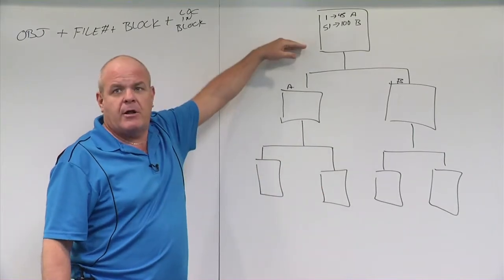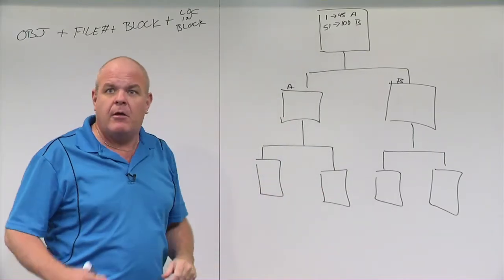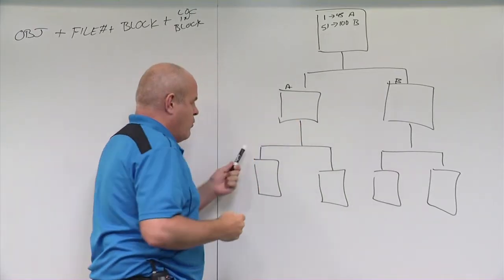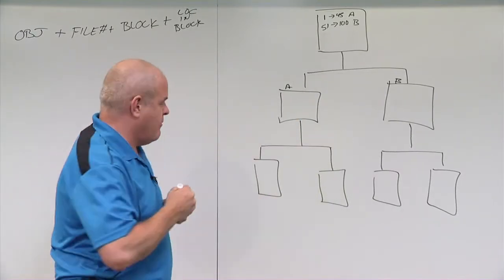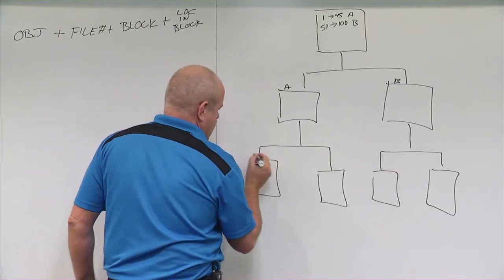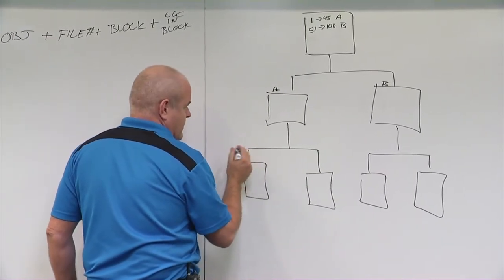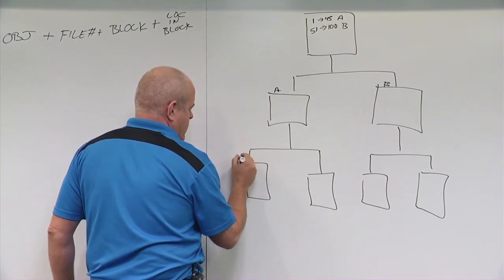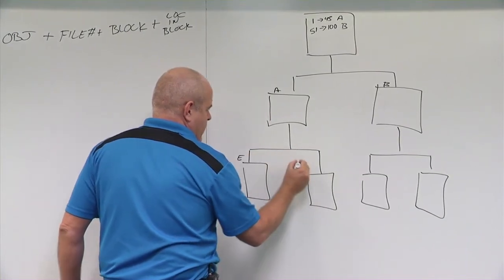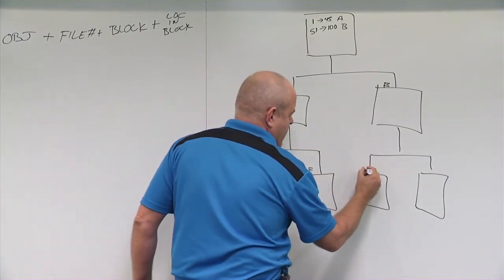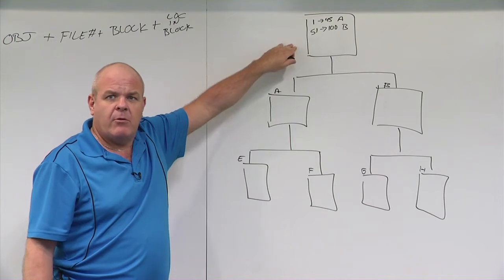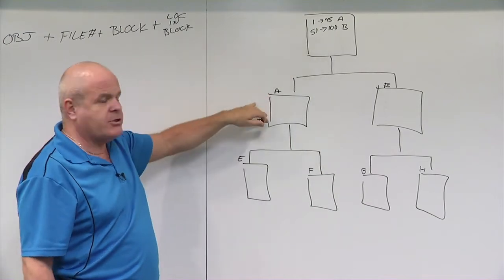So we're going to go down a level. We're now at level 1. This branch here says we've got some more blocks underneath. These blocks are called leaf blocks, and I'm going to label these E, F, G, and H. So what have we done? We've gone from one branch to the next.